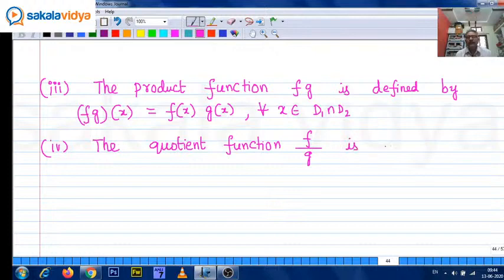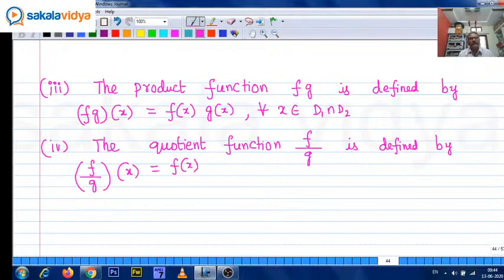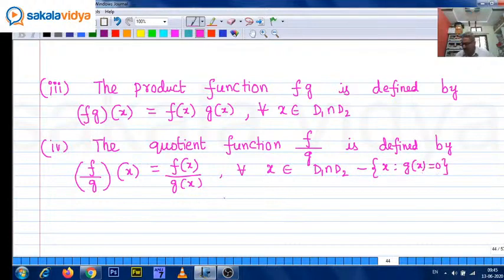Is defined by f upon g of x equal to f of x upon g of x, for every x belongs to D1 intersection D2, but here x such that g of x is not equal to 0. That means g of x does not equal 0.